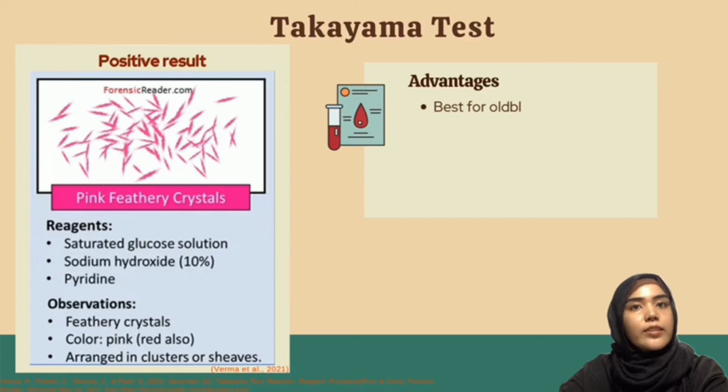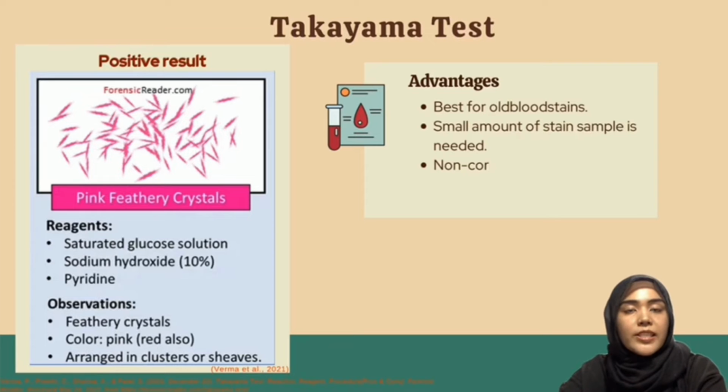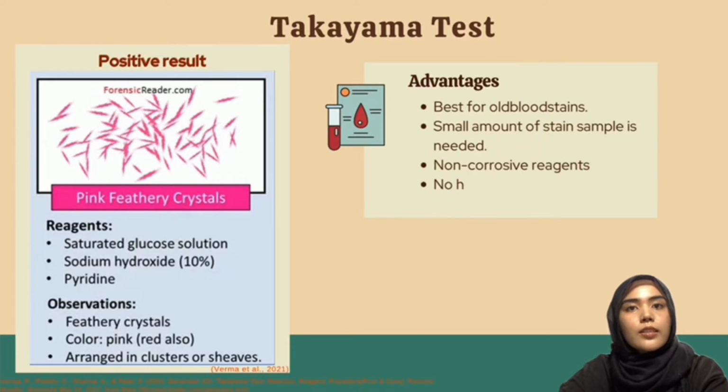Next are the advantages and disadvantages of the Takayama test. For the advantages, first, it is best for all bloodstains. Secondly, only a small amount of stain sample is needed. Thirdly, we don't use any corrosive reagents. And last but not least, no heating process is required.